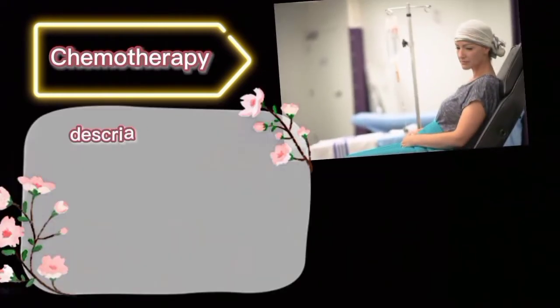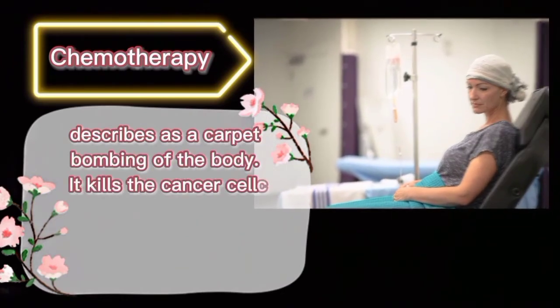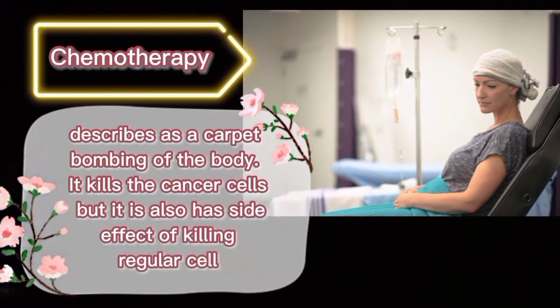Additionally, cancer treatment. The traditional method for curing cancer is chemotherapy, which is usually described as a carpet bombing of the body. It kills the cancer cells, but it also has the side effect of killing regular cells, which makes patients extremely sick and susceptible to other conditions.